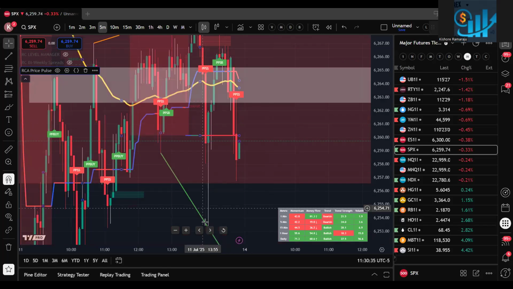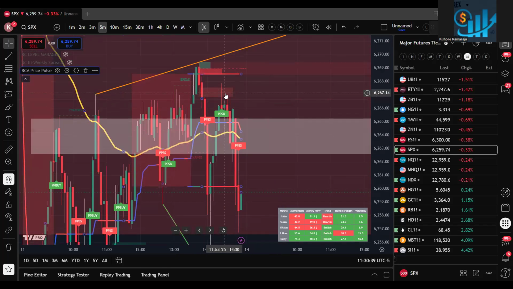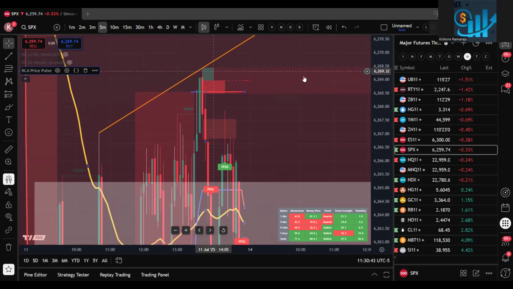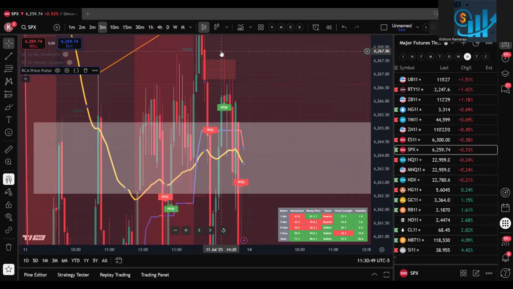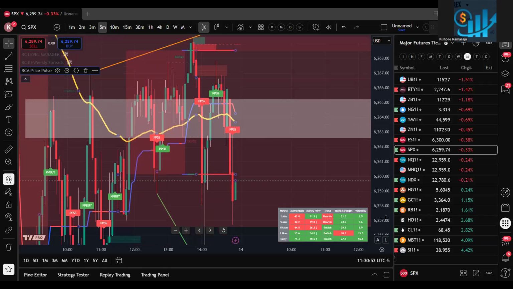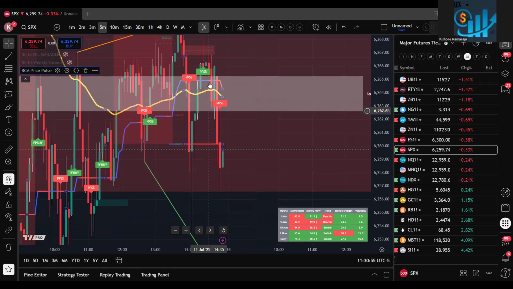Then again it touched the bottom, did a pullback. Again it touched the sell block here. So this is a major sell block. If you see that full rectangle, that is a major sell block. These are small sell blocks. It went all the way down, again went up, touched this sell block, again it dropped. So that sell block alert will help you to take the trades.